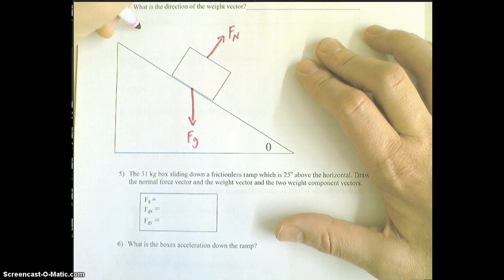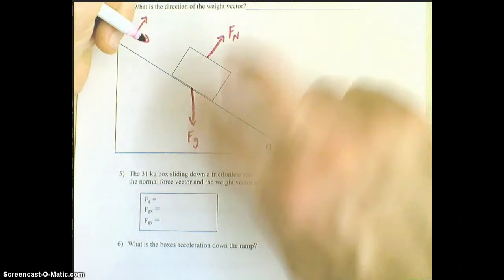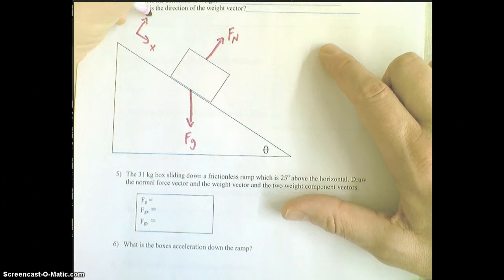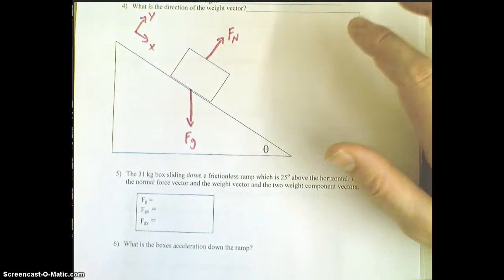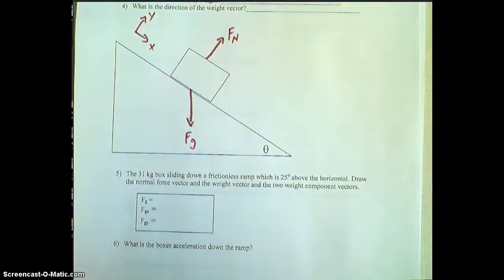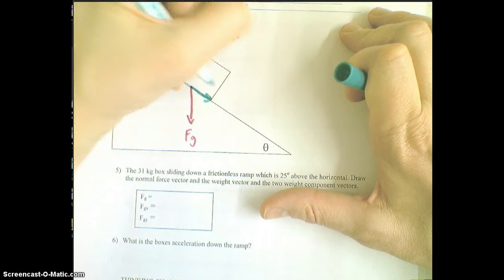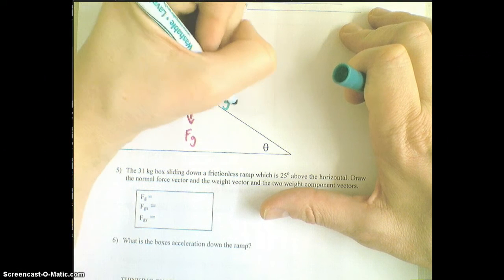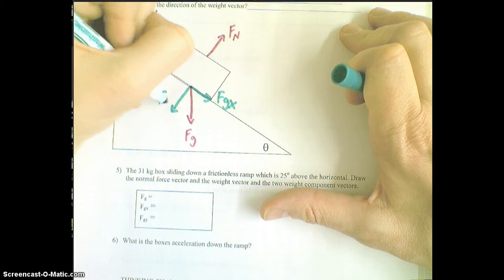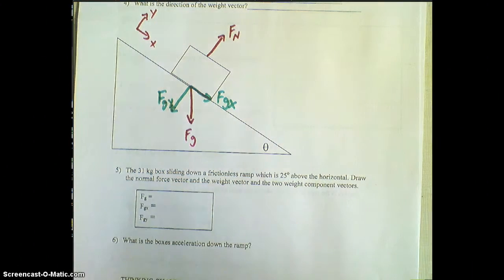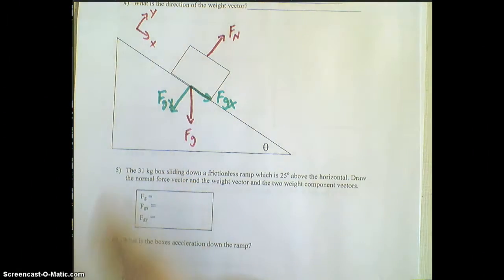Now, we have to break one of these into its component parts because these two forces are not lined up. So we're going to make down the ramp the x direction, which means we're going to have to break Fg into its component parts. So I'll use a different color pen. We have Fgx this way, and we have Fgy that way. Fgy, Fgx, Fg.